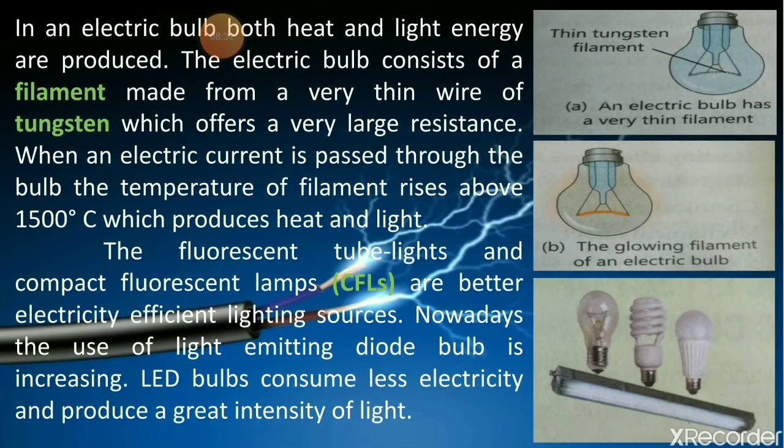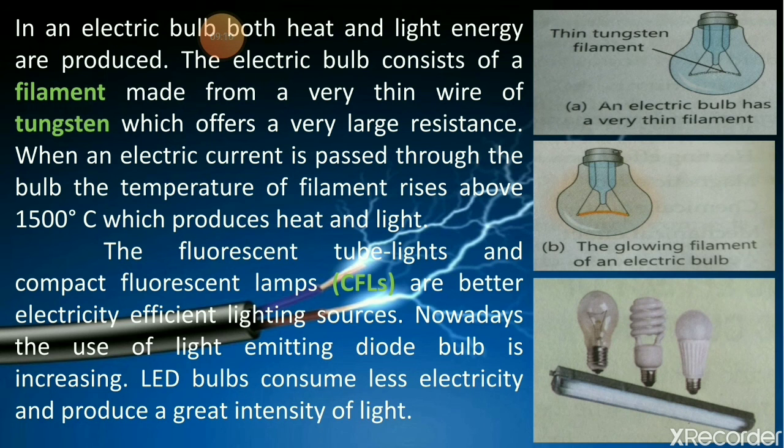The next example, or we can say the next application of the heating effect of electric current, is the electric bulb. We all know that an electric bulb produces both heat and light energy. Basically it is used for producing light energy. When an electric bulb has been giving light for some time and you bring your hand a little closer to the bulb, you can feel some heat also. It means it produces both heat and light energy.